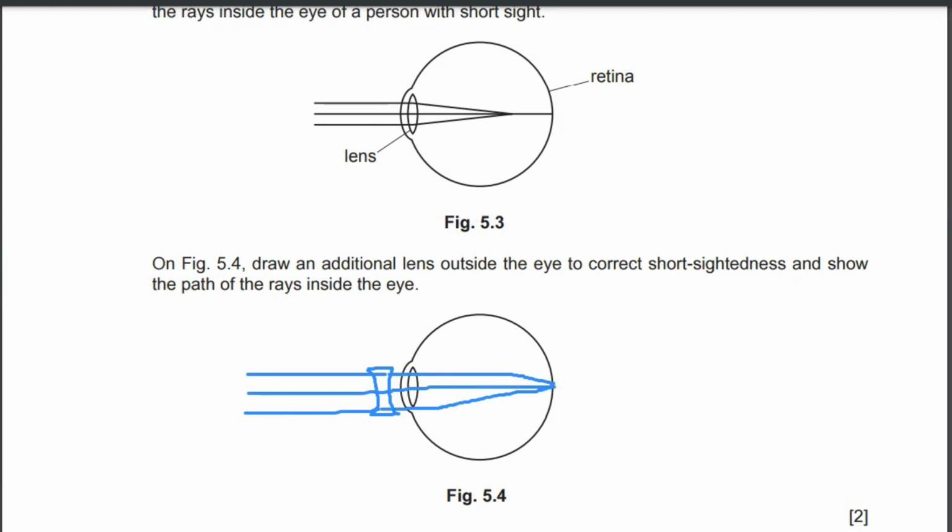Now this is the fix for short sightedness. We just have to use a diverging lens which will make the focal point move slightly away from the lens and toward the retina. So when it hits the retina, that is where the focal point would be.